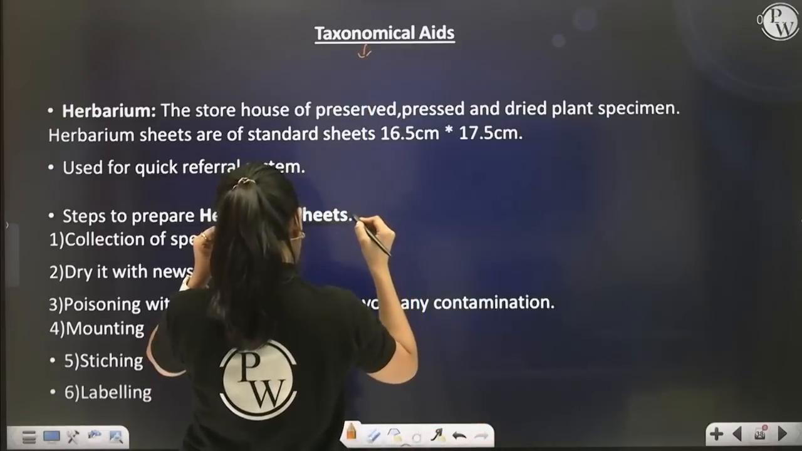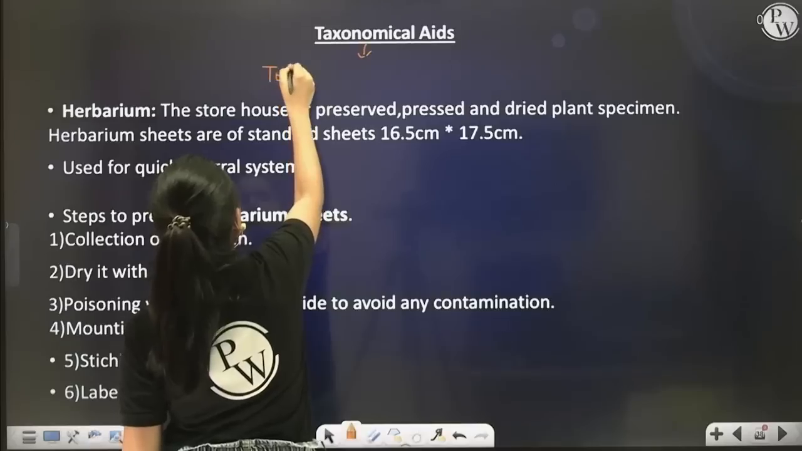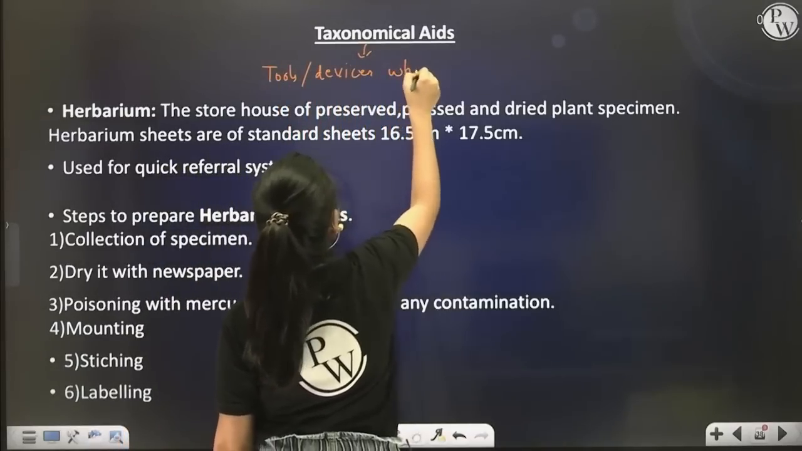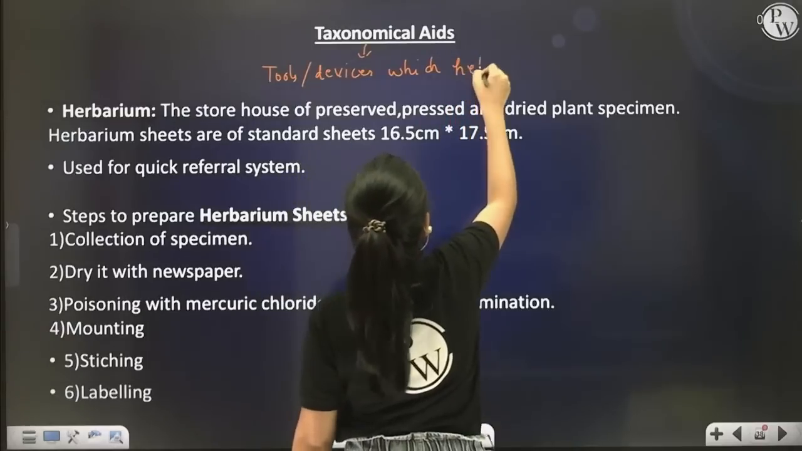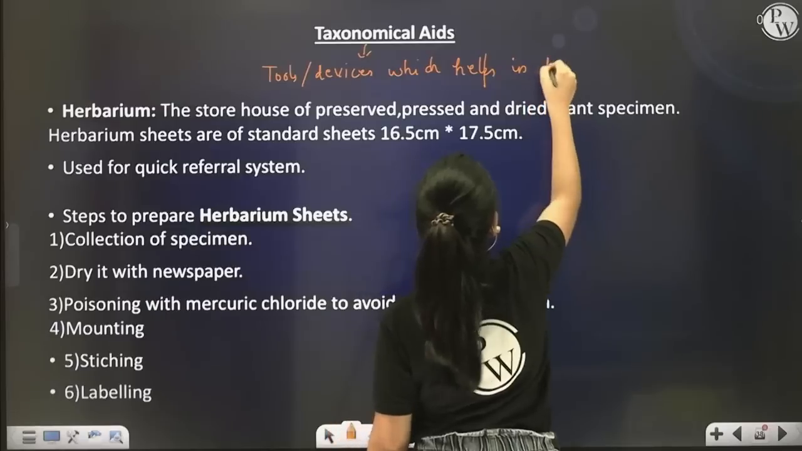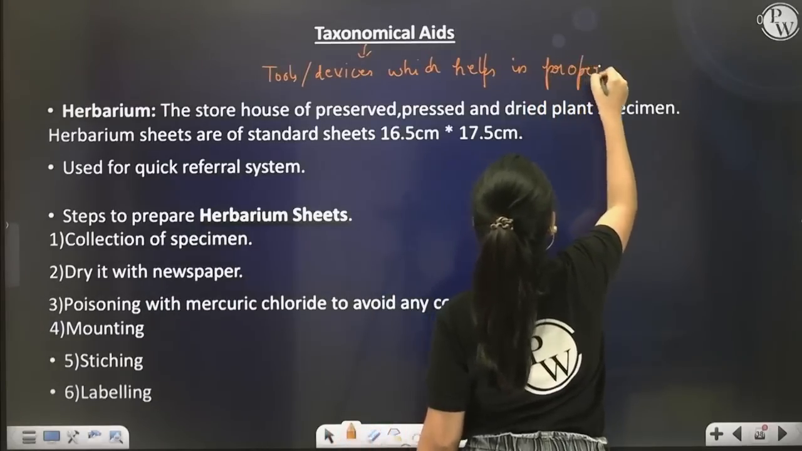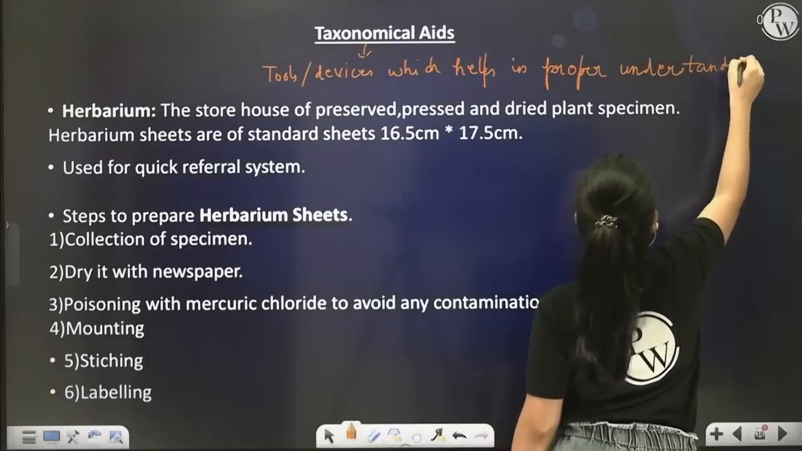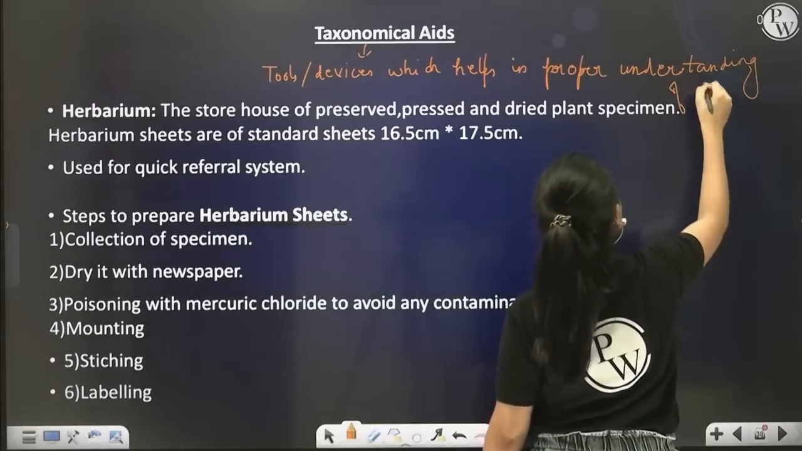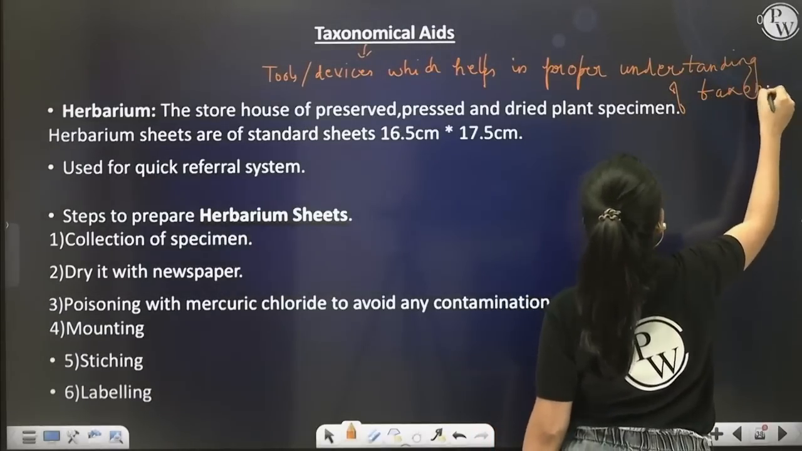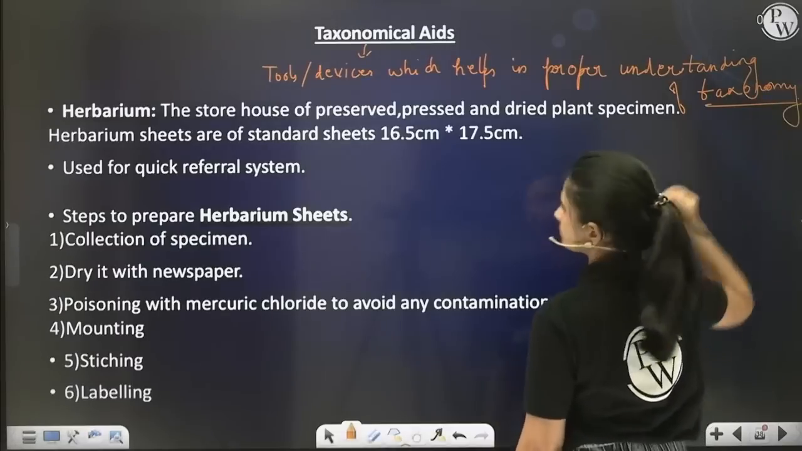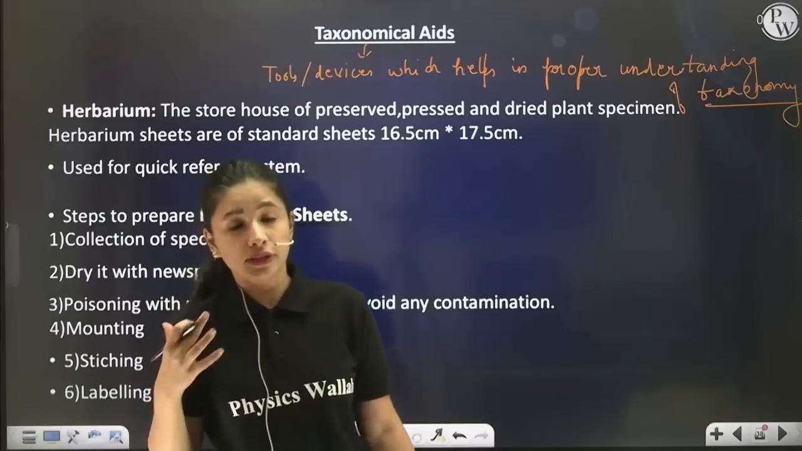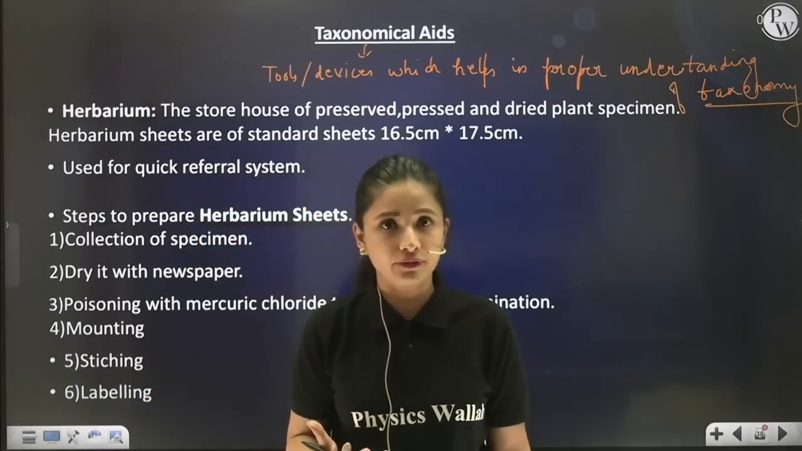So what are taxonomical aids? These are the tools or devices which help in proper understanding of taxonomy. Clear? There are different taxonomical aids which you have to study.